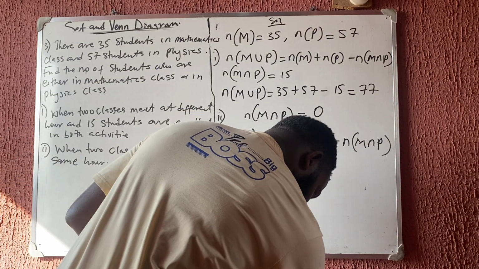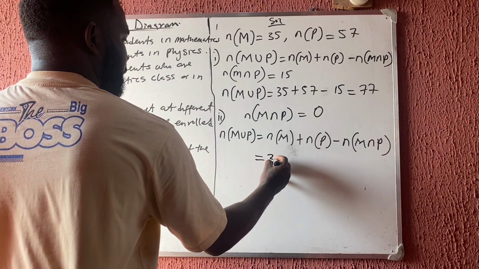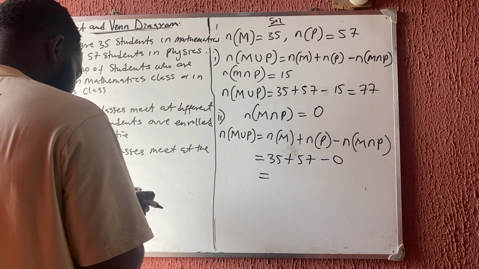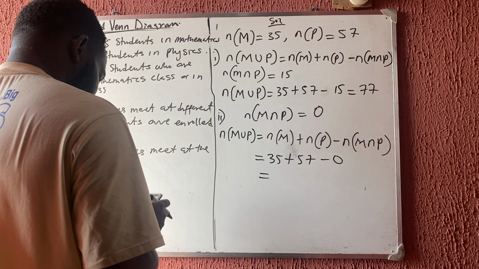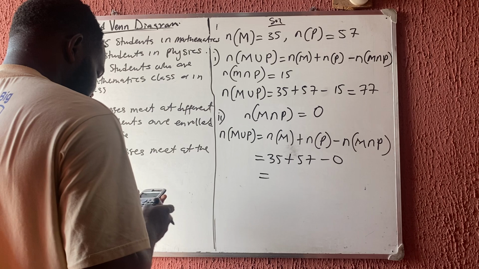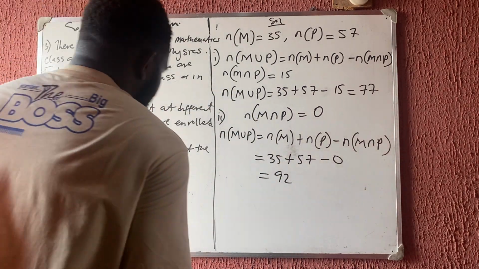So what do we have now? This is equal to 35 plus 57 minus 0, so 35 plus 57 gives 92. Okay, so that is that for that. So we'll move to the next one.